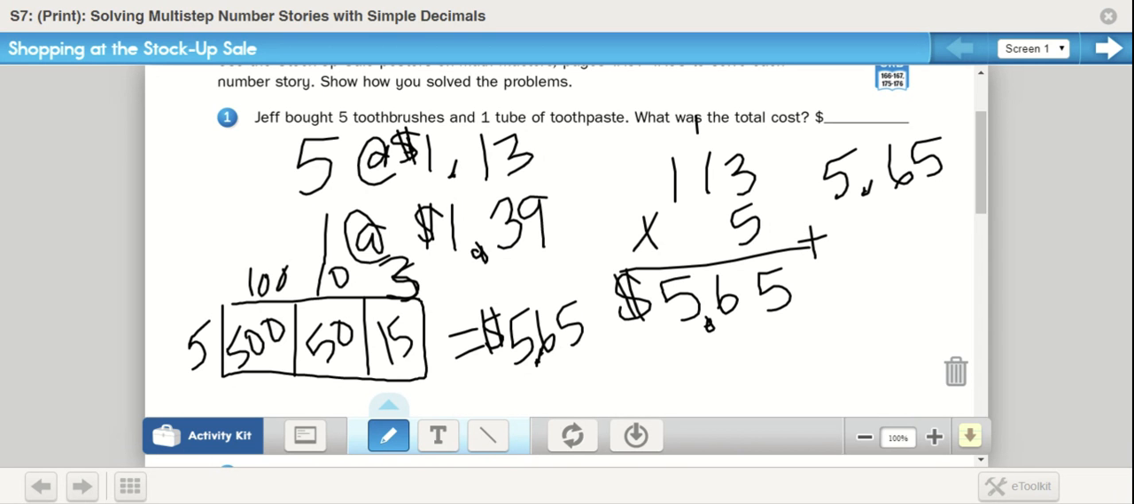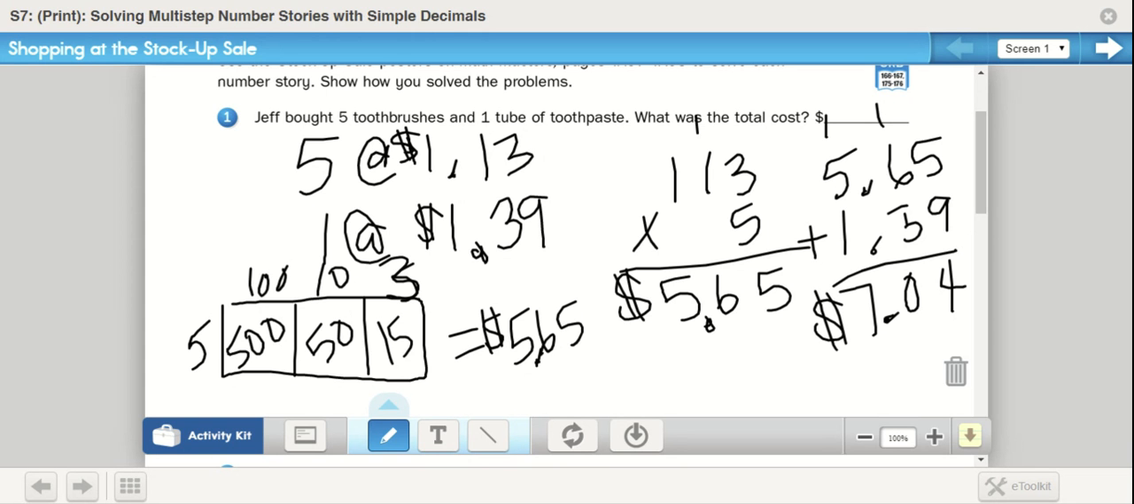Okay, so I take that $5.65 and I do my next step with it. I add that $1.39. That was the toothpaste. So again, I use my traditional method. 9 plus 5 is 14. Carry my 1. 3 plus 6 is 9, plus 1 is 10. I'm going to bring down my decimal. Carry my 1. I have $7.04 for my toothbrushes and toothpaste.